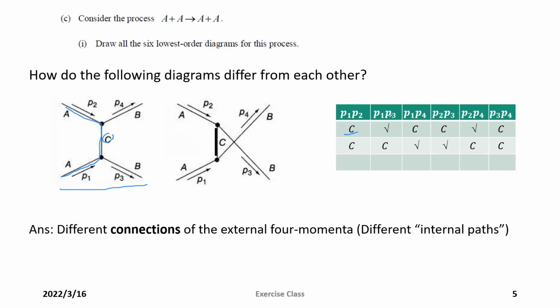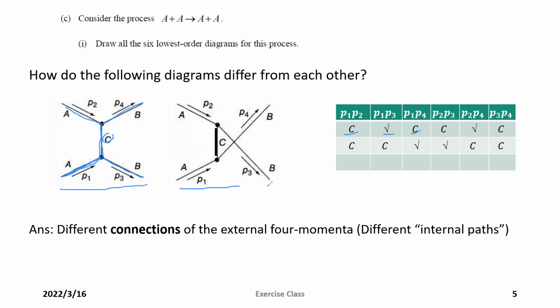And then we consider P1, P3. So P1, P3 is here. So they are next to each other. So I just put a tick here to indicate that. And P1, P4, they are connected by the C. So just write C here. And so on, you can write down all the connections between each four momentum.